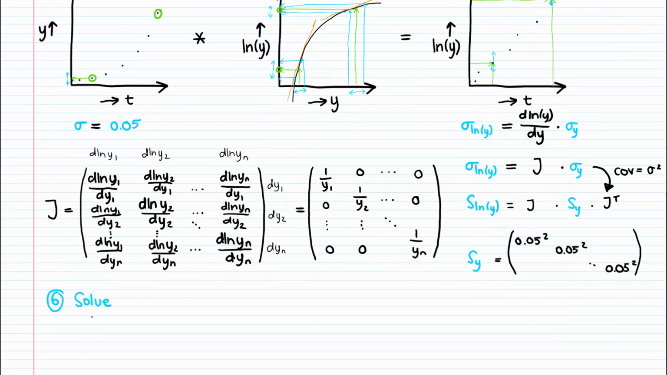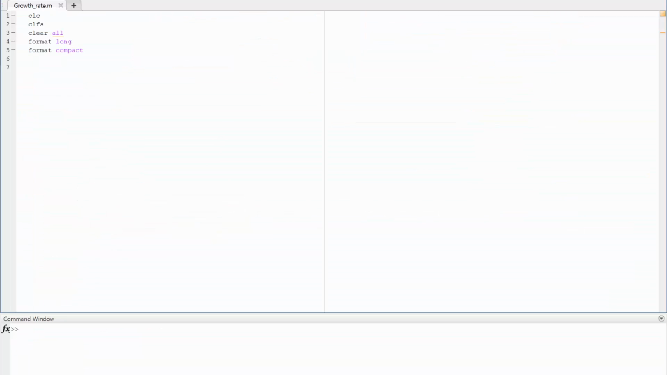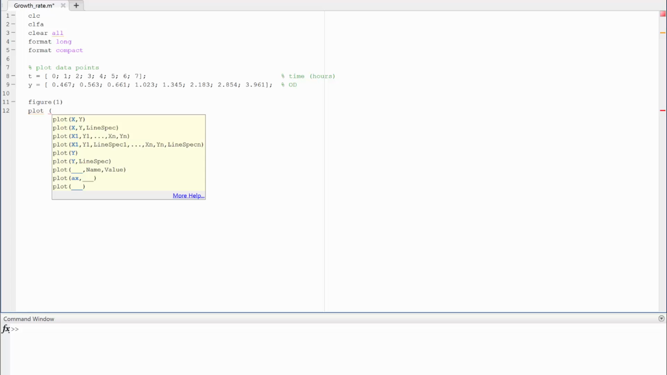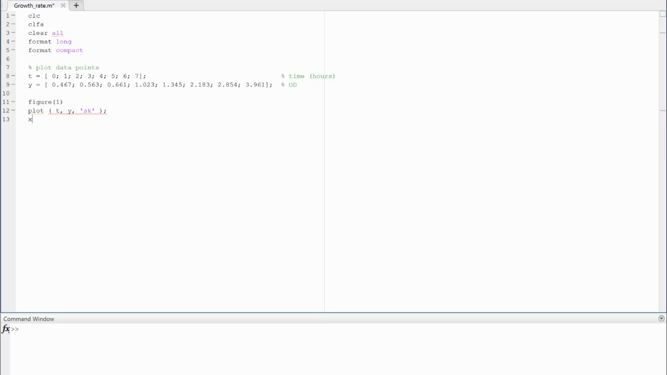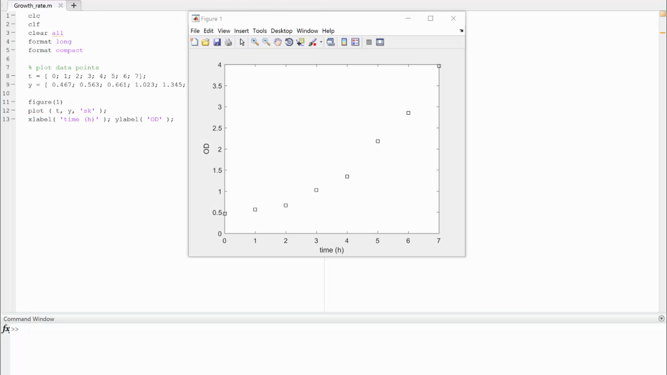Let's now solve this in MATLAB. We will start by plotting the data points. Therefore, we will write out vector t with the time in hours, and vector y with the measured OD values. Now we can plot these data points as black squares. We can identify an exponential curve.